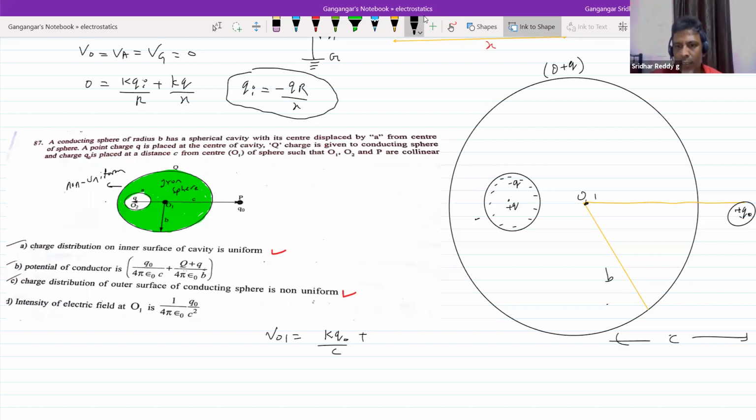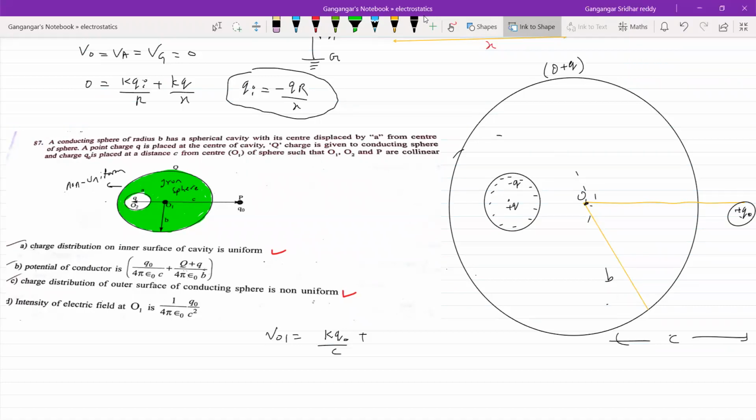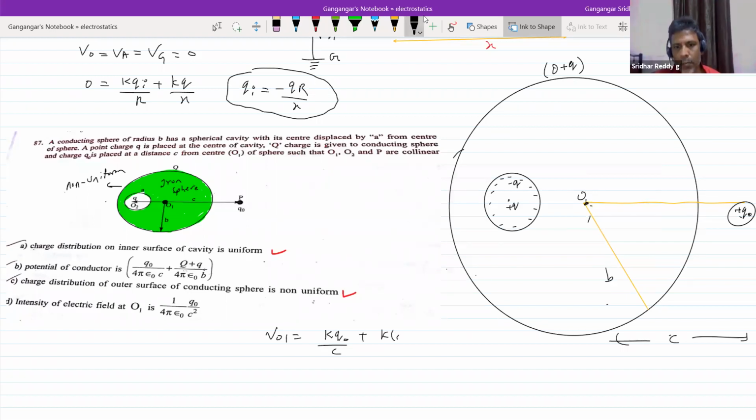Because if you draw a Gaussian surface, where will this minus q appear for you? At the center of the Gaussian surface, no? Similar to that, the resultant will be, okay, take this one. So this should be equal to k (Q plus q) by b. So this option we will pick up. Now what about the electric field at O1? We can't find out, no?